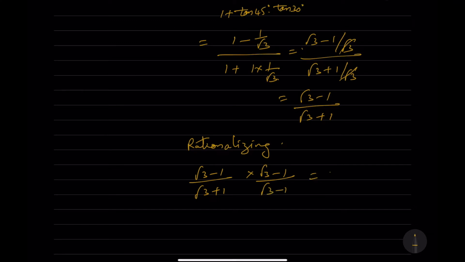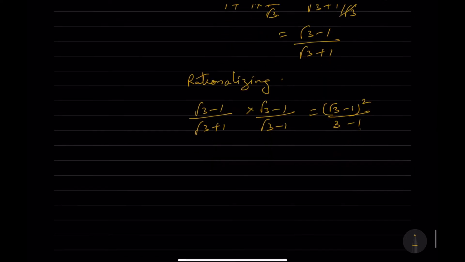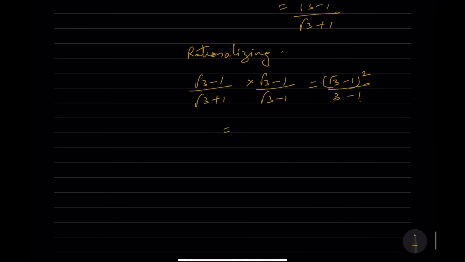Which is equal to root 3 minus 1 whole square divided by root 3 whole square minus 1, that is 3 minus 1. So in the numerator you are getting 3 plus 1 minus 2 root 3, divided by 2. So 4 minus 2 root 3 by 2, which is equal to 2 minus root 3. So this is the answer which we got.